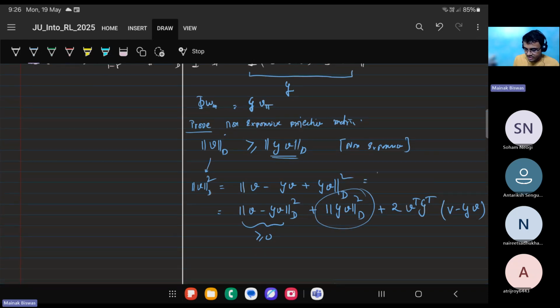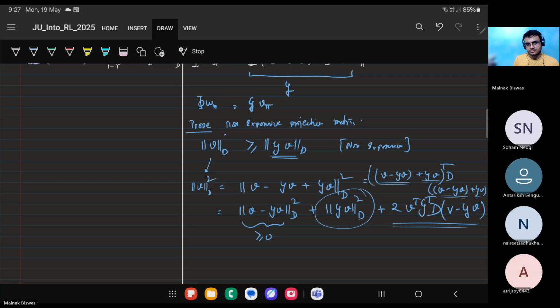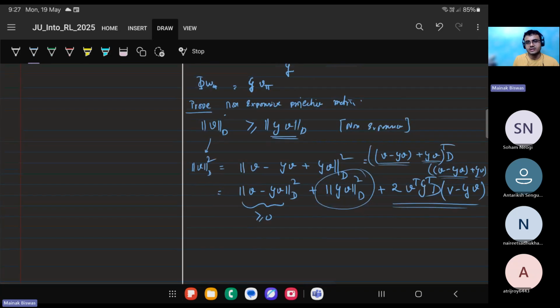If you are not following, I will write it down for you again. Transpose D V minus GV plus GV. Is this fine? This is correct? No problem? Clear? This is how we define the D norm. Now, one term is this, one term is this. So the 2AB term will have a D in it. That's how it is different. Is this expansion clear? Just do the algebra from this step to this step.